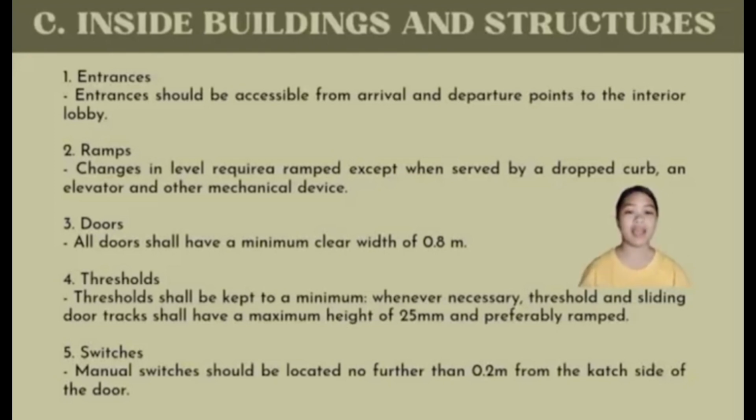Second is ramps. Changes in level requires ramp except when served by a drop curb, an elevator, and other mechanical device. Third is doors. All doors shall have a minimum clear width of 0.8 meters. Fourth is thresholds. Thresholds shall be kept to a minimum whenever necessary. Threshold and sliding door tracks shall have a maximum height of 25 mm and preferably ramped. Fifth is switches. Manual switches should be located no further than 0.2 meter from the latch side of the door.